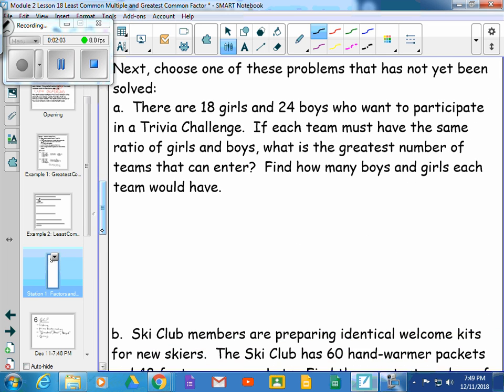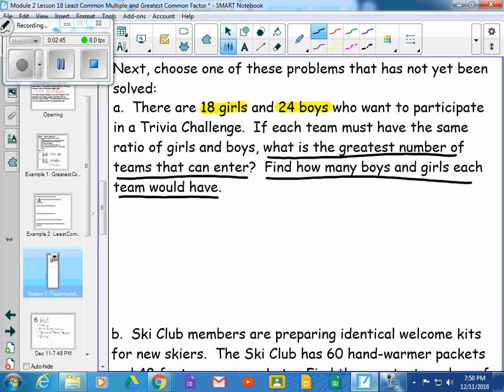So if I go back to the first word problem that we're going to do together, it says there are 18 girls and 24 boys who want to participate in a trivia challenge. If each team must have the same ratio of girls and boys, what is the greatest number of teams that can enter? Find how many boys and girls each team would have. So we're making teams out of girls and boys, 18 girls and 24 boys. We want to know what is the greatest number of teams that can enter, and how many boys and girls each team is going to have.